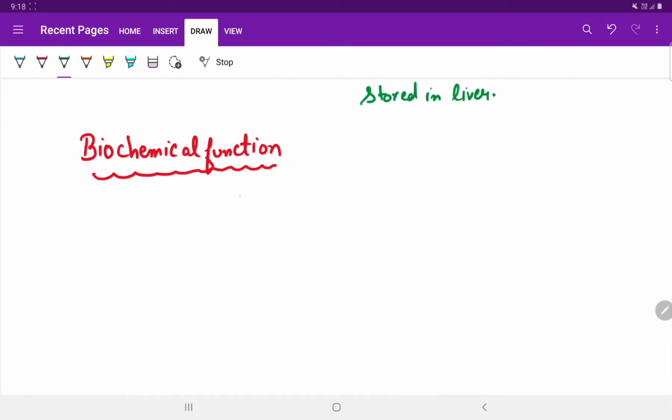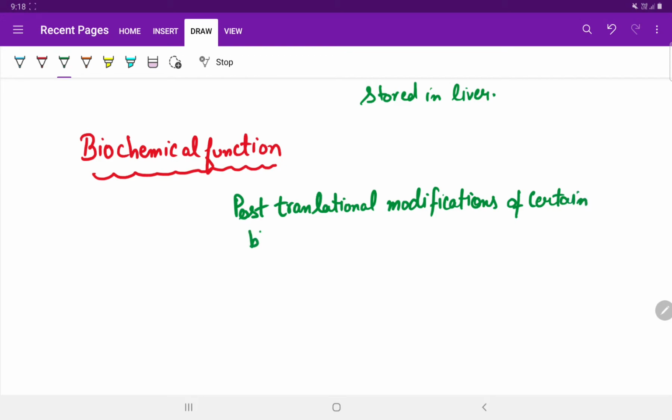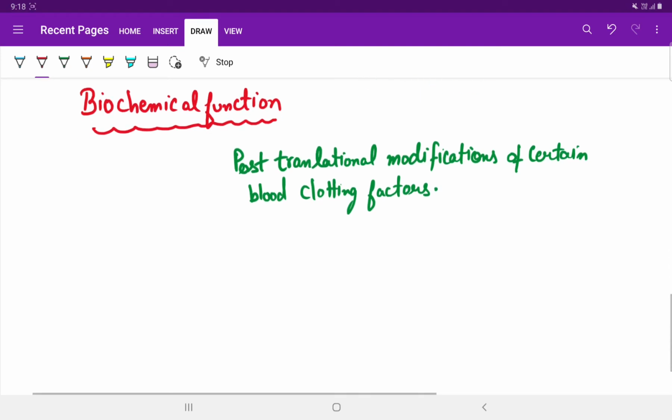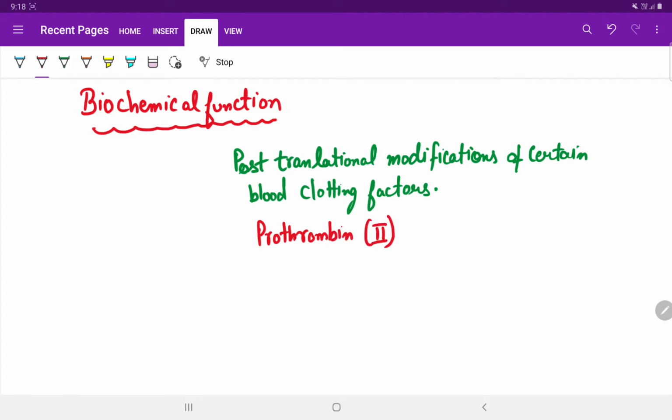So I will be writing here a term, that is, post-translational modifications of certain blood clotting factors. So the clotting factors, that is mainly the prothrombin. So what are these various blood clotting factors? First of all is the prothrombin, also referred to as the blood clotting factor 2.